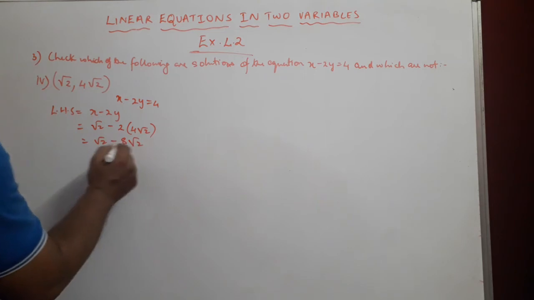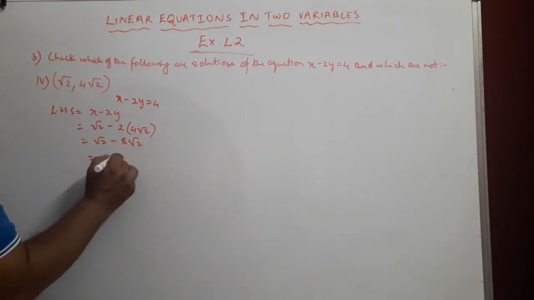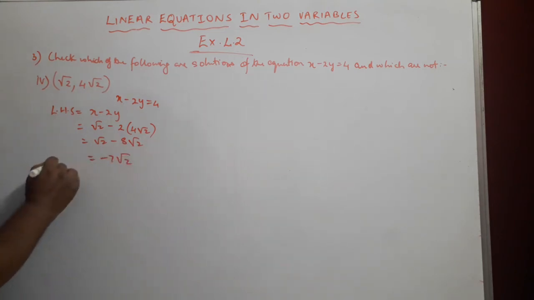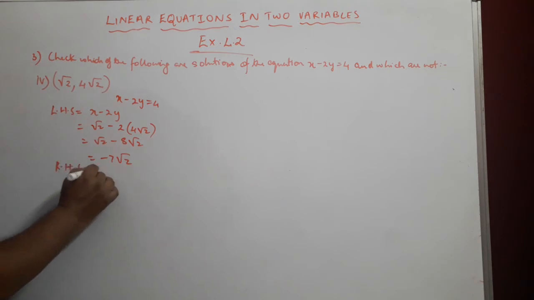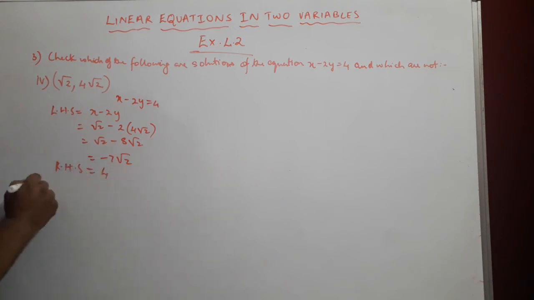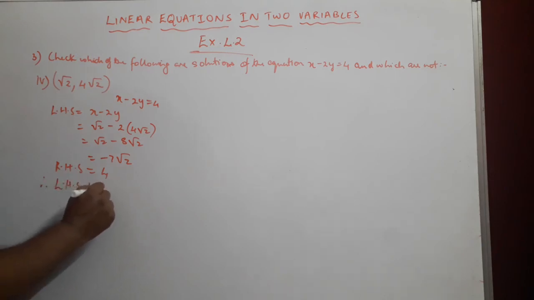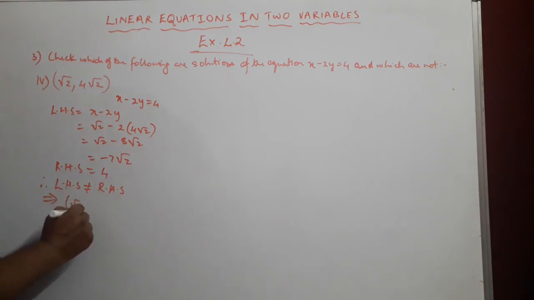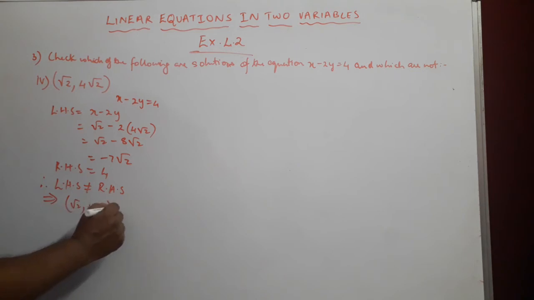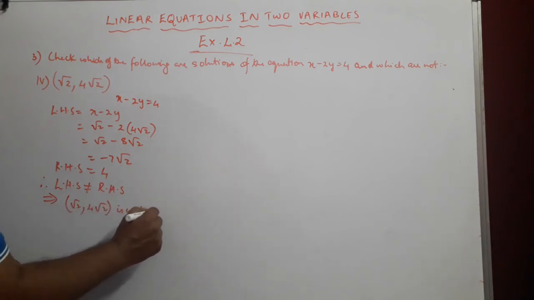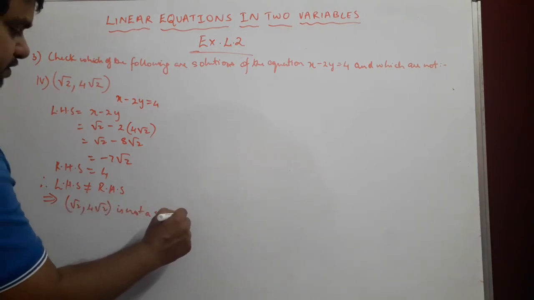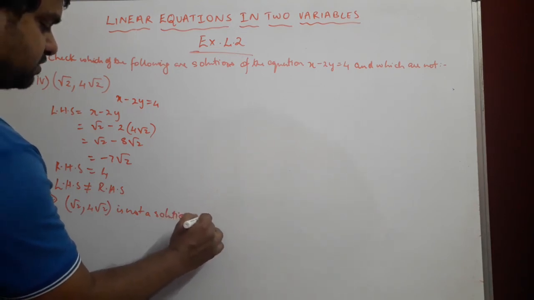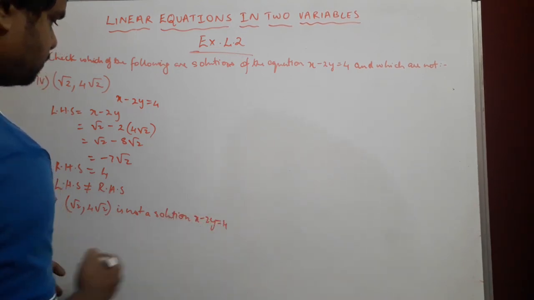Root 2 minus 8 root 2 will give us minus 7 root 2, but right hand side is equal to 4. Therefore you can say left hand side is not equal to right hand side, and this implies that (root 2, 4 root 2) is not a solution of the given equation, that is x minus 2y equal to 4.